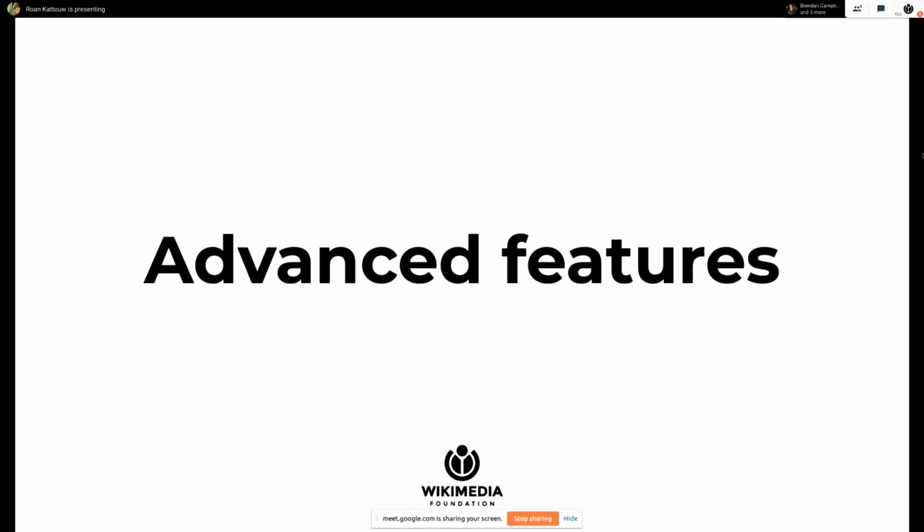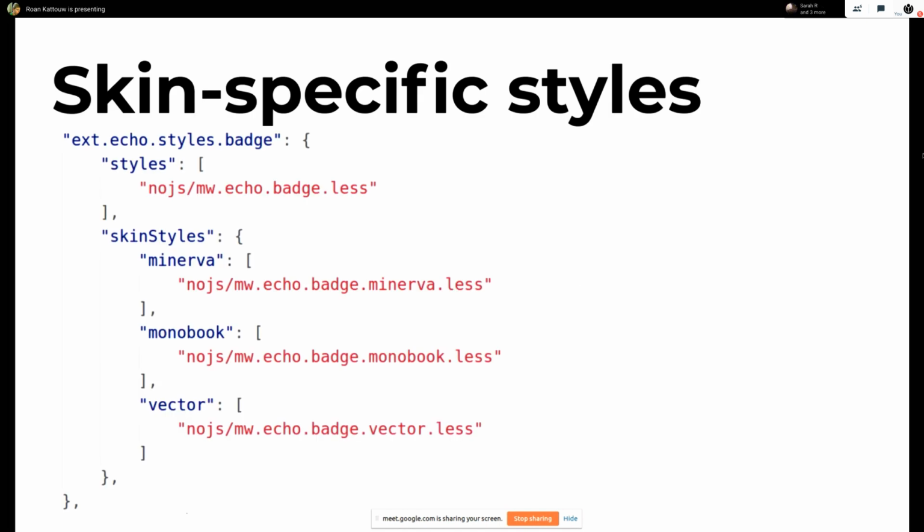All right, so that was the basic stuff. Let's get into some of the more advanced stuff and stuff that not everybody knows you can do. This is not always going to be useful to everybody all the time, but it's good to know that it's there. So for example, you can have style files, so CSS or less files in your module. You can also have skin-specific style files in your module.